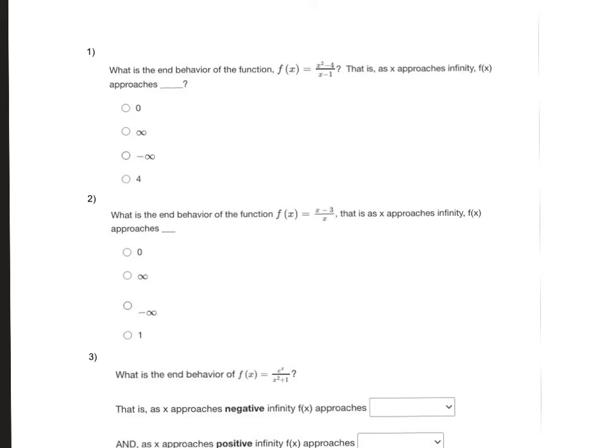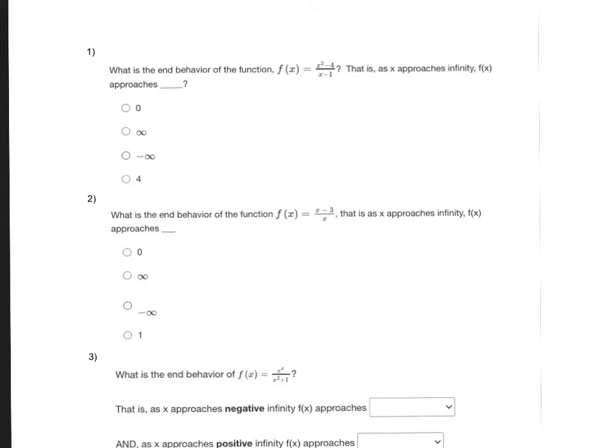Hey everybody, in this video we're going to go through the first couple questions of the AP Calculus Readiness Review Assessment. So number one gives us this function and asks us about the end behavior. What happens to the function as x gets close to infinity?